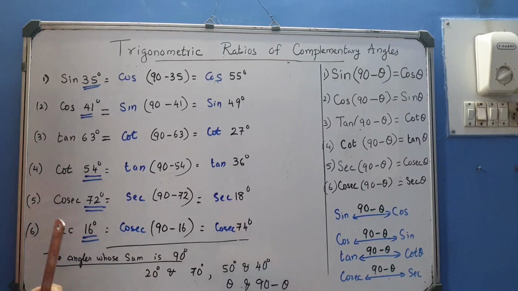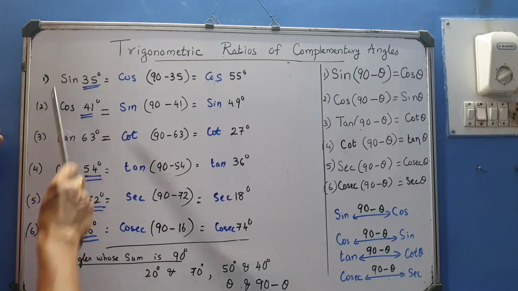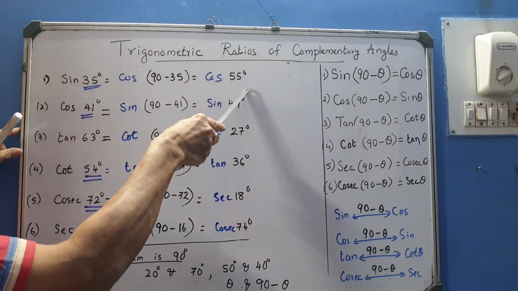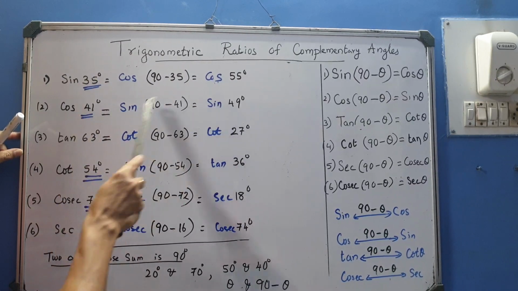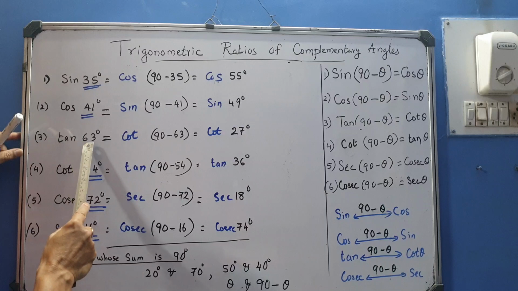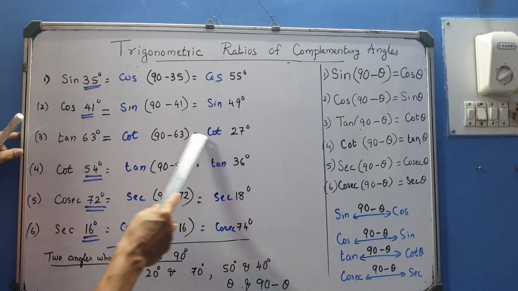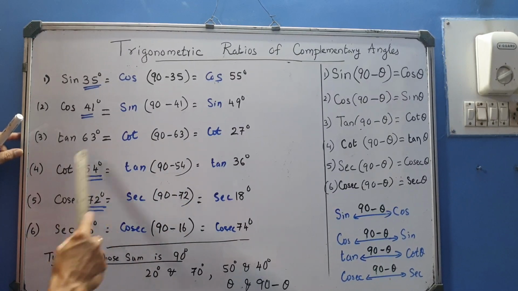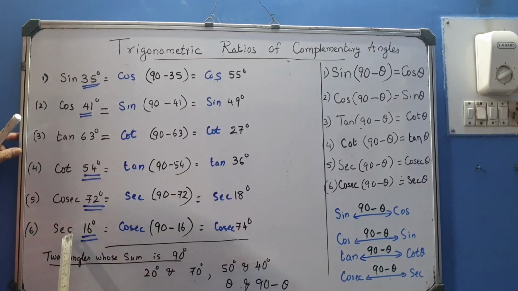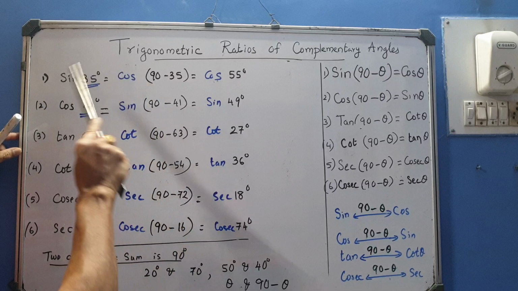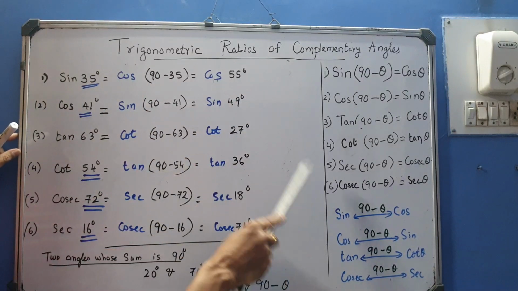So this is how we change sine into cos. Sine 35 can be converted into cos by finding the complement of the angle. Cos can be changed into sine by finding the complement of the angle. Tan can be changed to cot by finding the complement of the angle. Cot can be changed into tan by finding the complement. Cosec can be changed into sec, and sec can be changed into cosec. So all these formulas you have to learn by heart, and let's use them.